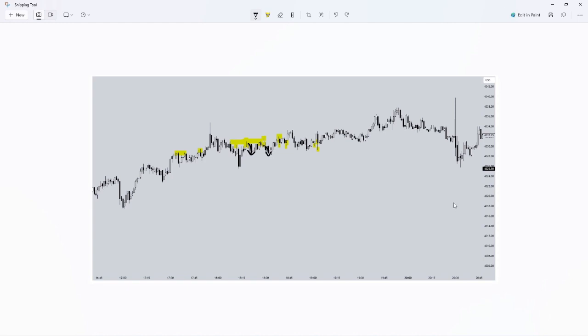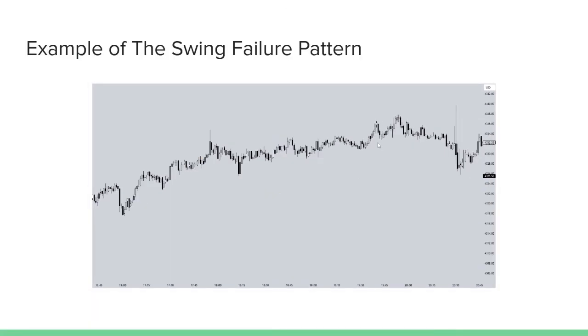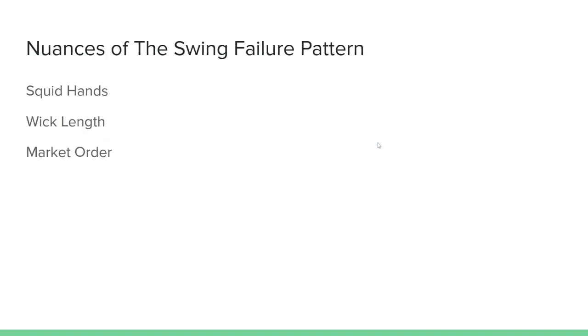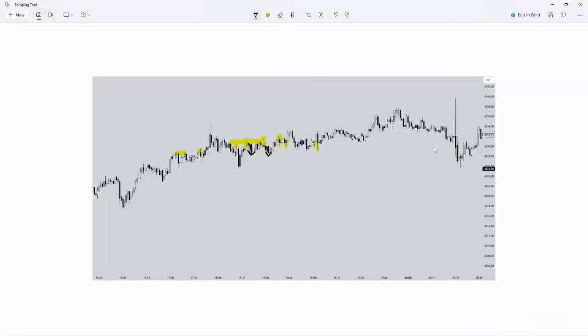By now you should understand the SFP. If not, we have the Discord. Feel free to come in and ask questions. But those are some examples of the SFP, which is short for swing failure pattern. Some nuances of the swing failure pattern, and this is something I want to go back to the examples chart for. The first one we'll talk about is the squid hands. So the squid hands is like in this situation over here.